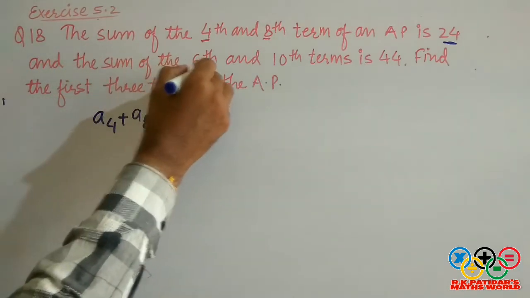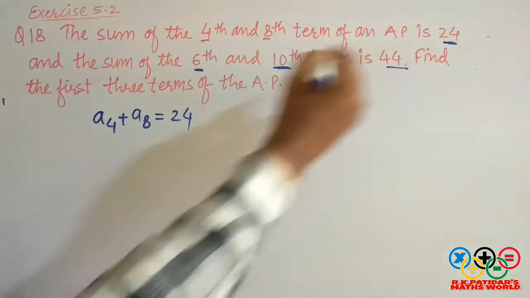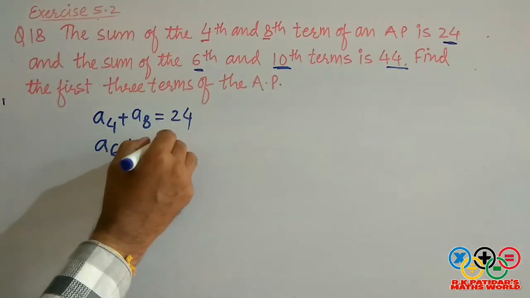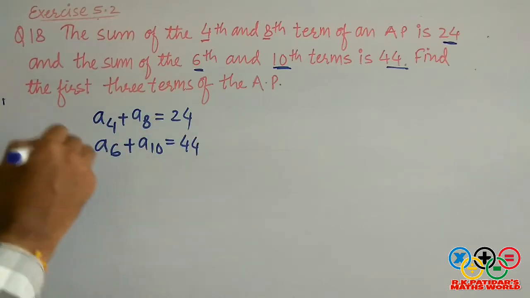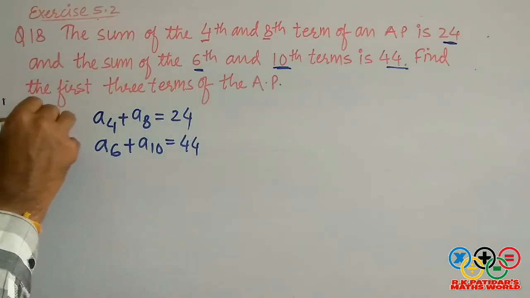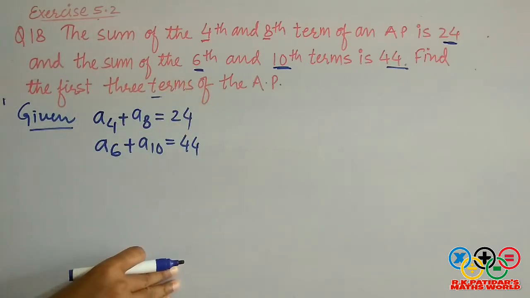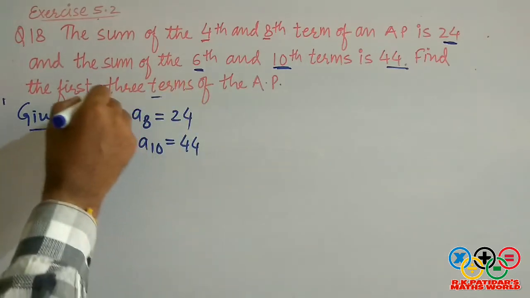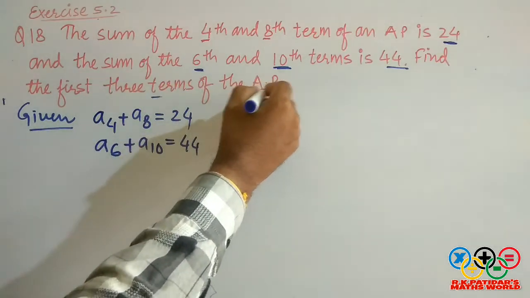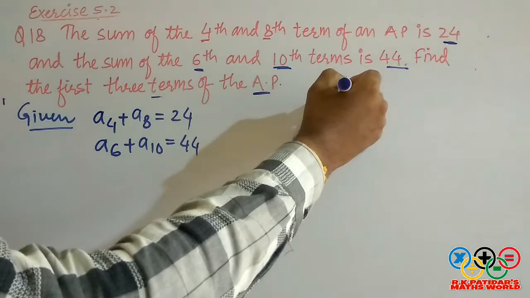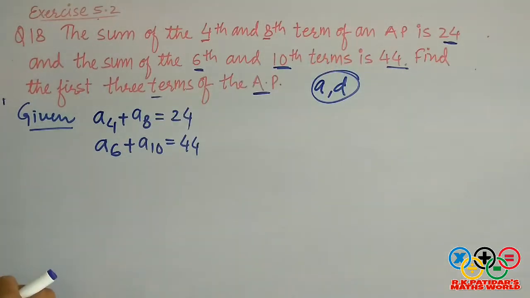And the sum of 6th and 10th term is 44. मीन्स 6th टर्म और 10th टर्म का सम जो है वो 44 है. दिस इज गिवन इन द क्वेश्चन. वी हैव टू फाइंड आउट द फर्स्ट 3 टर्म ऑफ एपी. सो टू फाइंड आउट फर्स्ट 3 टर्म ऑफ एपी वी रिक्वायर बोथ फर्स्ट टर्म एंड कॉमन डिफरेंस. दिस 2 थिंग्स वी रिक्वायर.